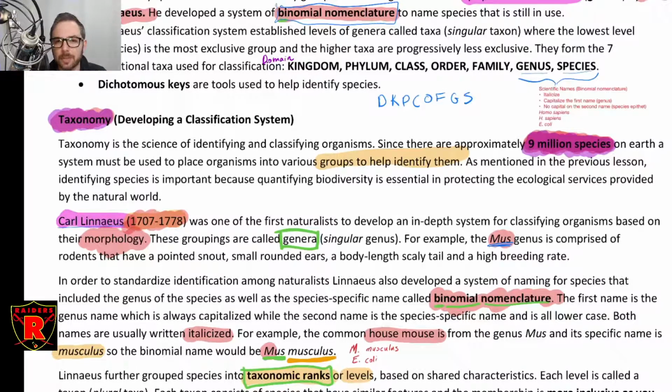You guys may have previously talked about other types of organizational systems for living things. In grade 9, you would have talked about classifying things as producers, primary consumers, secondary consumers. So there is some value to classifying things based on what they eat. But that is not a robust enough classification system for 9 million things in order to keep them straight.